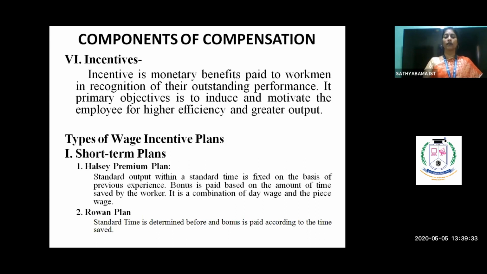So that is the plan framed by Halsey, the person who framed this plan. Then comes the Rowan plan. Here only the standard time is fixed beforehand, and a bonus is paid if the employee finishes the work within the standard time. So that is the Rowan plan.